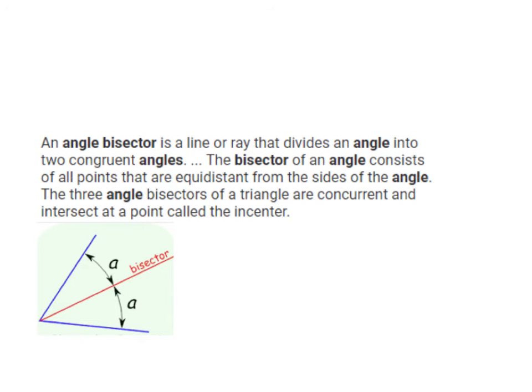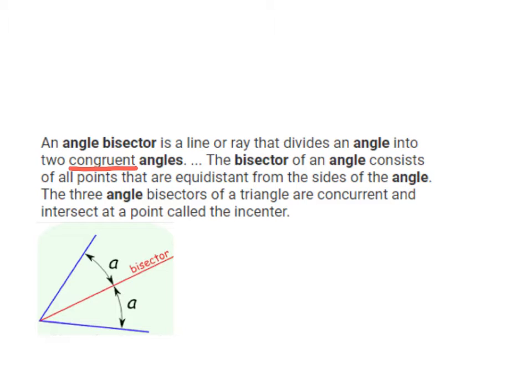This is the angle bisector video. An angle bisector is a line or ray that divides an angle into two congruent pieces. Congruent again means equal, so it's going to cut this angle into two equal pieces.